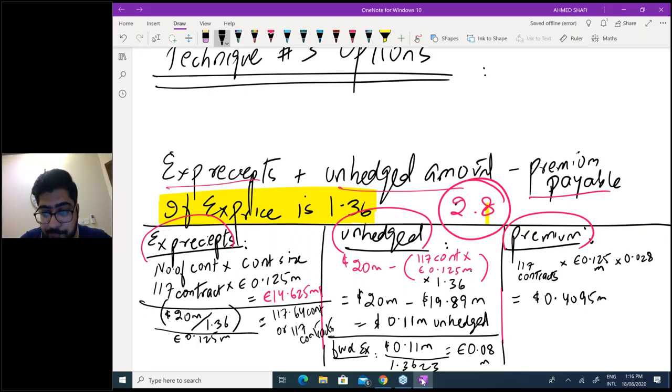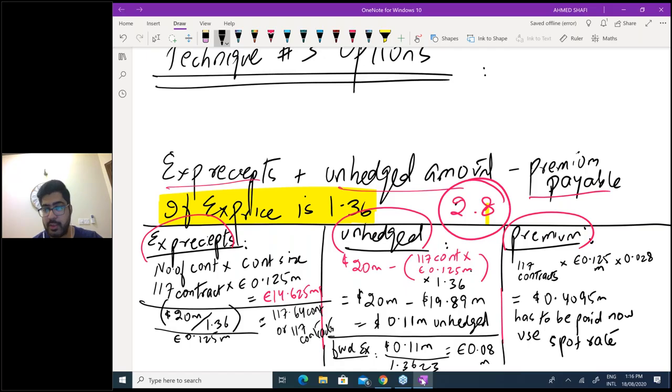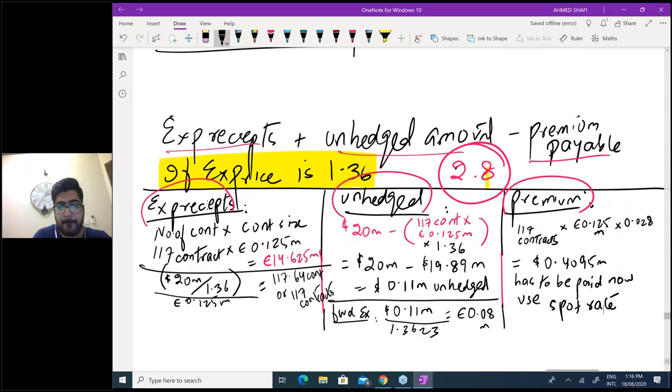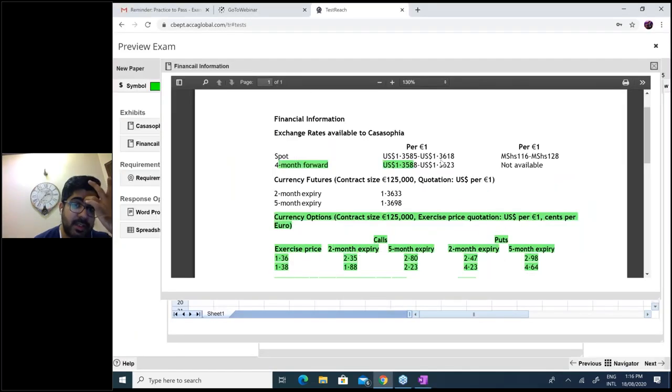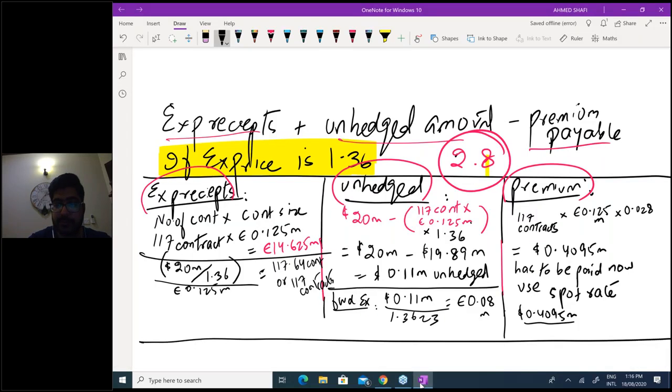Now this premium has to be paid now. So since this premium has to be paid now, use spot rate. I told you before, so you need to use spot rate. How much is the premium? $0.4095 million. Use spot rate. Go back to the question, use spot rate. What's the spot rate? It's per euro. Euro is again in denominator, indirect quote, divide it.